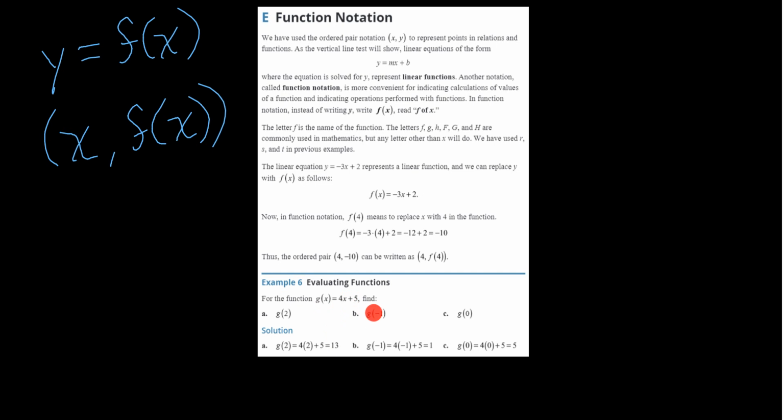Same thing here, g of negative 1. Well, this negative 1 is replacing this x right here. So this negative 1 is going to replace this x right here. So 4 times negative 1 is a negative 4. Negative 4 plus 5 is 1. And then lastly, g of 0, same thing. You plug 0 in for x. 4 times 0 is 0, plus 5 is 5.